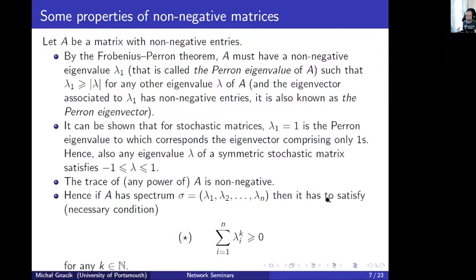And this condition is important because I believe that the first people who came up with a sufficient condition for a spectrum, for a list of numbers, to be realizable as a matrix with non-negative entries, came from this particular condition. It's a slight modification of it. So I'm going to demonstrate it now.